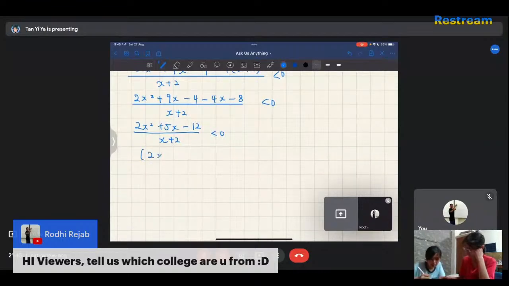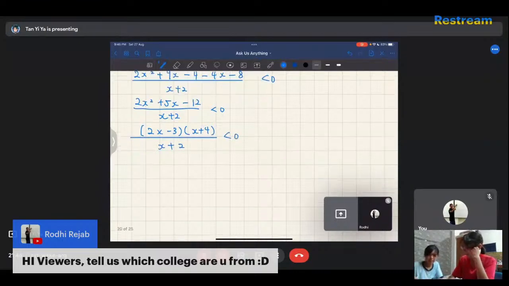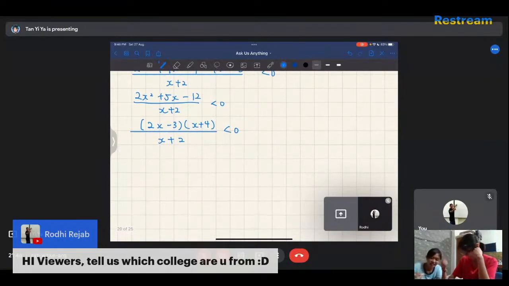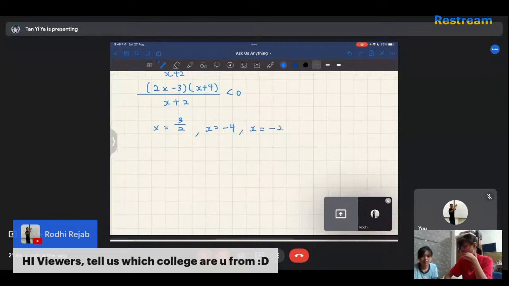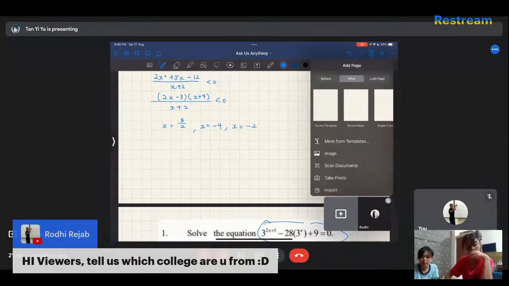So we get 2x minus 3, x plus 4, x plus 2. We solve each of them separately. Then we will get x equals 3/2, x equals negative 4, x equals negative 2. Then we will use the table method to continue this.